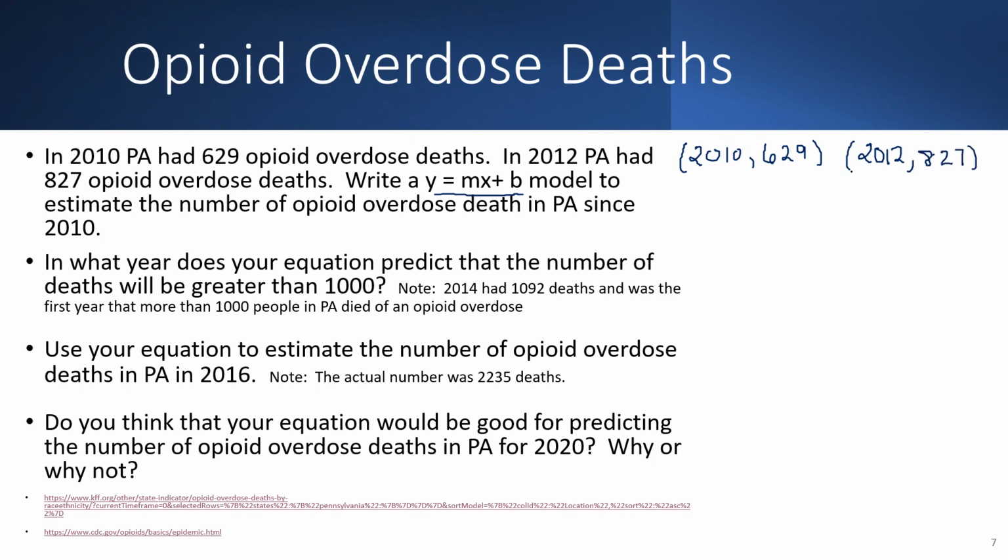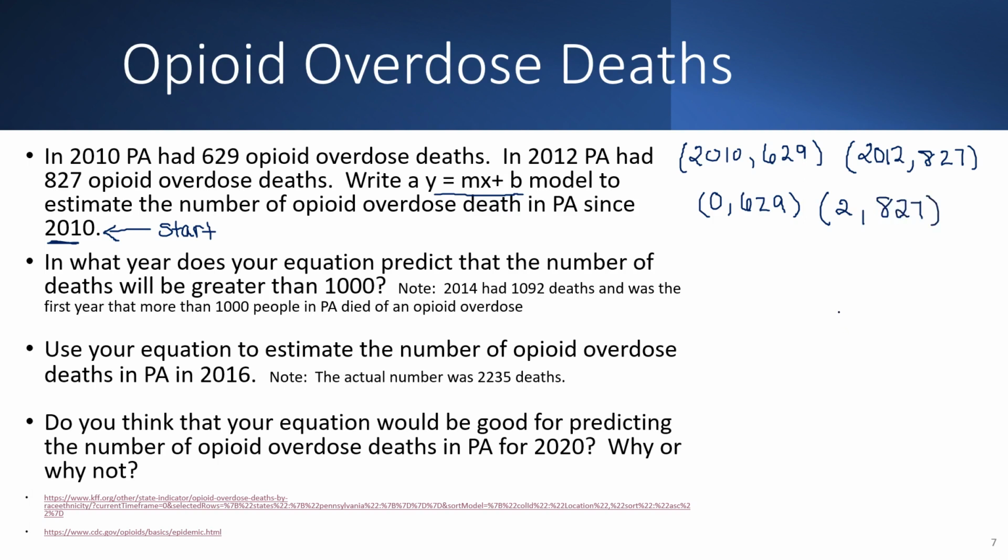Now, we had seen in our pre-lecture that when we're dealing with the year, we want to renumber those years because this issue of opioid overdoses has not been going on forever. So specifically in the directions here, it says to estimate these for Pennsylvania since 2010. So that is telling us to use 2010 as our starting year. And so that allows me to rewrite these ordered pairs. 2010 is year 0. And then 2012 would be year 2, 2 years into the data or into the trend.